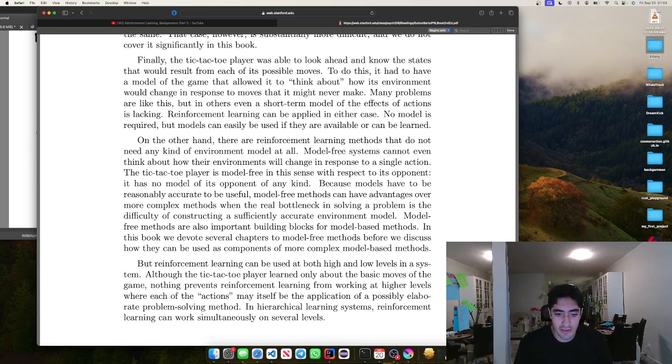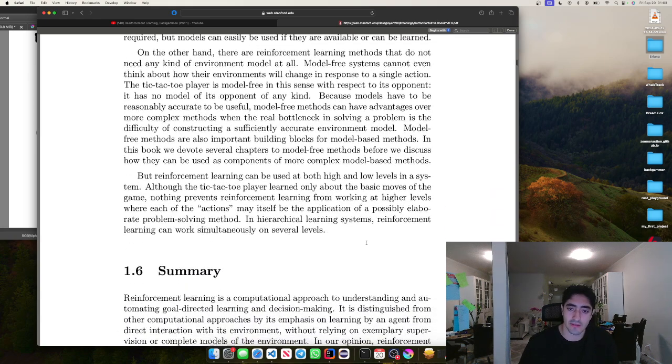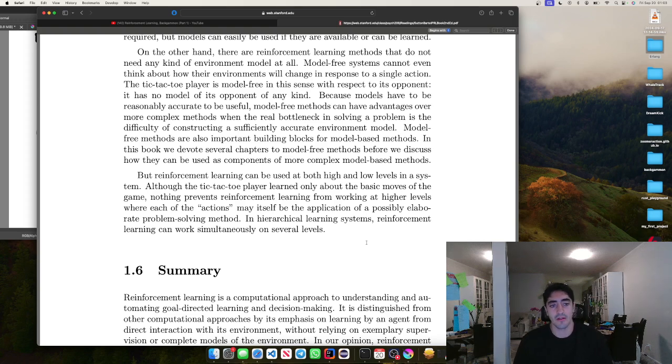But reinforcement learning can be used at both high and low levels in the system. Although the tic-tac-toe player learned only about the basic moves of the game, nothing prevents reinforcement learning from working at higher levels where each of the actions may itself be the application of a possible elaborate problem-solving method. In hierarchical learning systems, the reinforcement learning can work simultaneously on several levels.